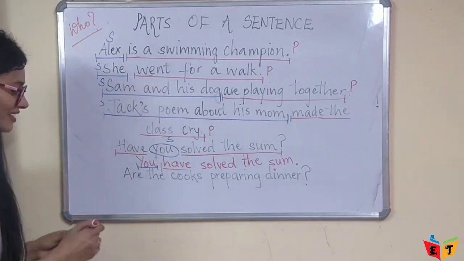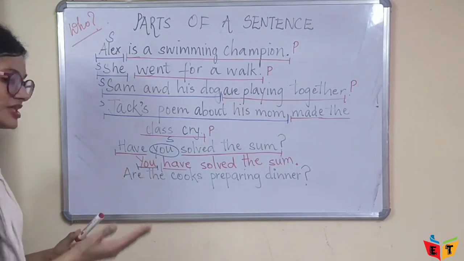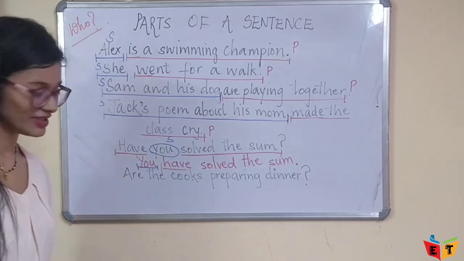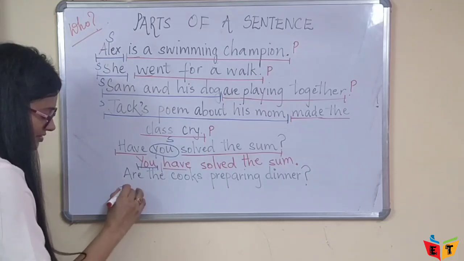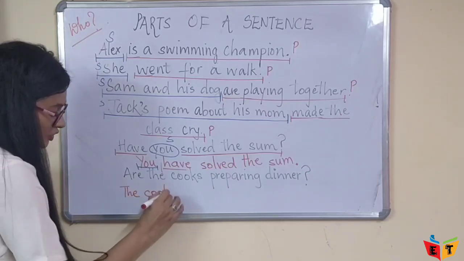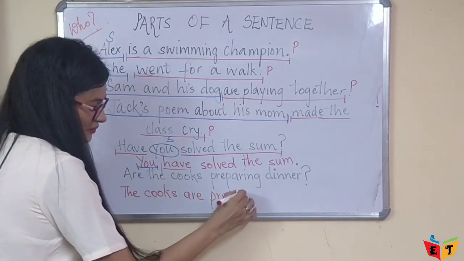Right? Okay. Are the cooks preparing dinner? So again, let's change this interrogative sentence to declarative. Are the cooks preparing dinner? So we'll write the cooks are preparing dinner.